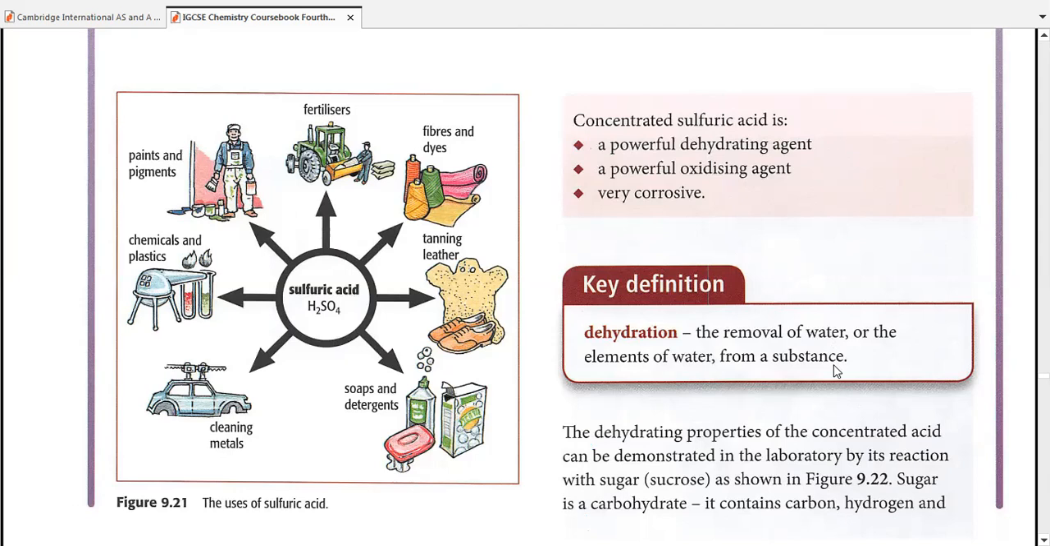Now, coming to today's topic. Today's topic was starting from the properties of sulfuric acid. So sulfuric acid is present in two forms, concentrated when it's not mixed with water. Let me tell you a few things about concentrated sulfuric acid.